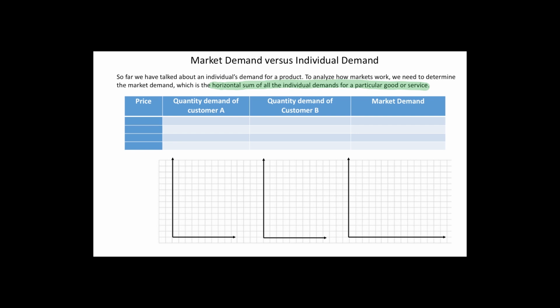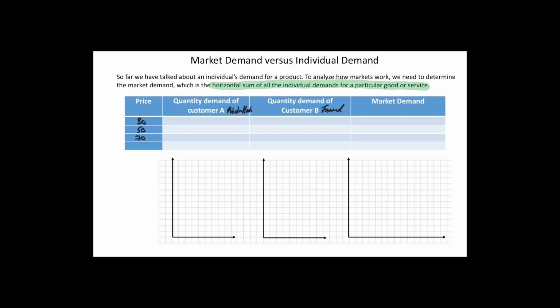And customer A is Abdullah and customer B is Fawad. So let's take their individual demand schedule. So we ask them, at the price of 30, how much would you buy? At the price of 50, how much would you buy? At the price of 70, how much would you buy? Different prices and options of that.